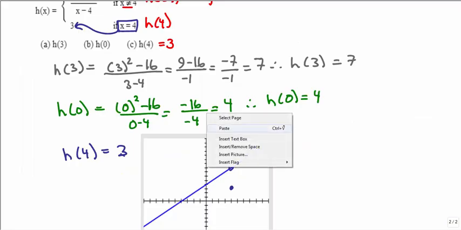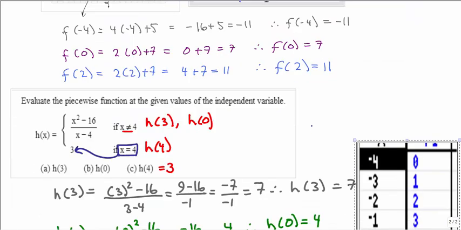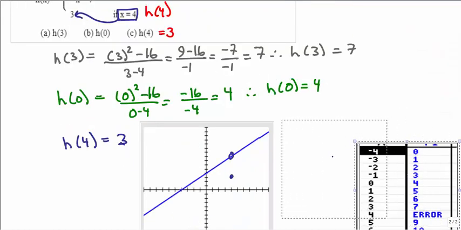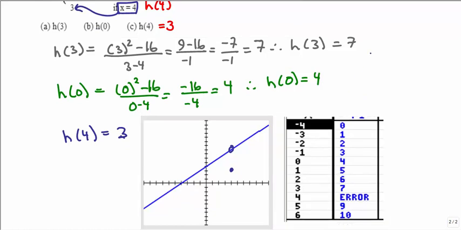So we're going to have to be smart enough to take the information that the calculator provides, combine it with the information that we know about the functions and the work that we did by hand to be able to actually talk about what's happening here with this graph. So h of 3. Here, h of 3 is 7. We can see that that's here as well. So here we have h of 3 equals 7. And then h of 0 equals 4. That verifies this. H of 0 equals 4.